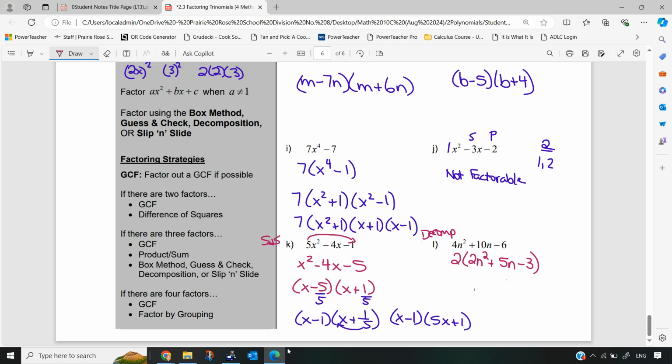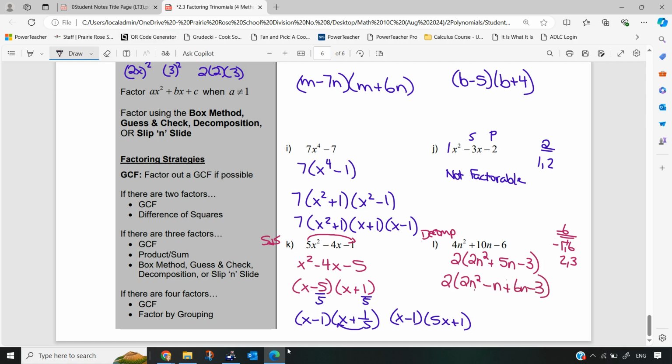2 times -3 is -6, so my factor pairs are 1 and 6 and 2 and 3. I want a negative product, so opposite signs and a positive sum, so that's going to be -1 and +6. We write down the 2, and then in the brackets we're going to decompose that middle term, so 2n squared minus n plus 6n minus 3.